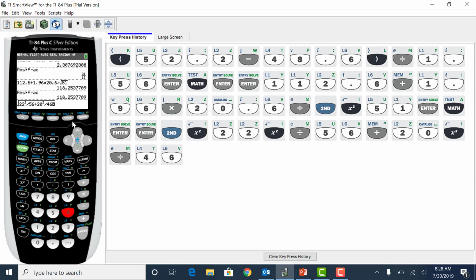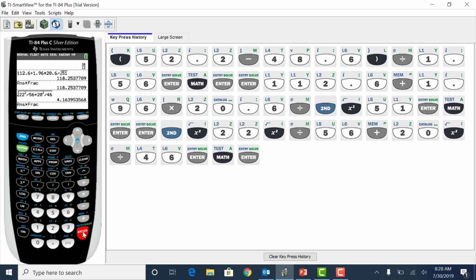Okay, so the calculator, again, it knows order of operations. It knows it should square this, and then square this, and then divide this, and then add the two results, and then take the square root of the whole thing. So I'm going to hit enter, and I get this decimal, 4.163953568. Again, you can try to convert it as a fraction, but if you see a square root in there, it probably means it will not be a fraction. So I hit enter, again, get the same decimal, and that's because the square root of this number is not rational.